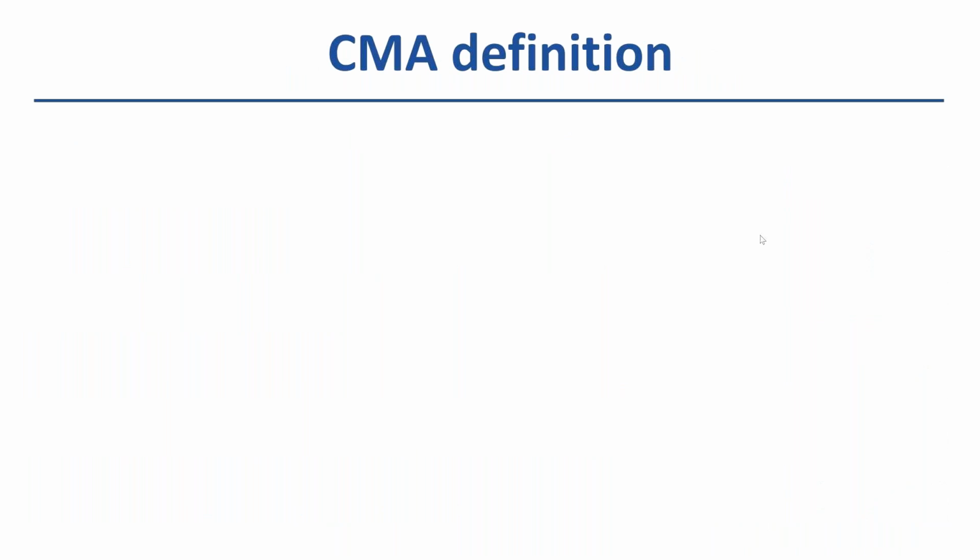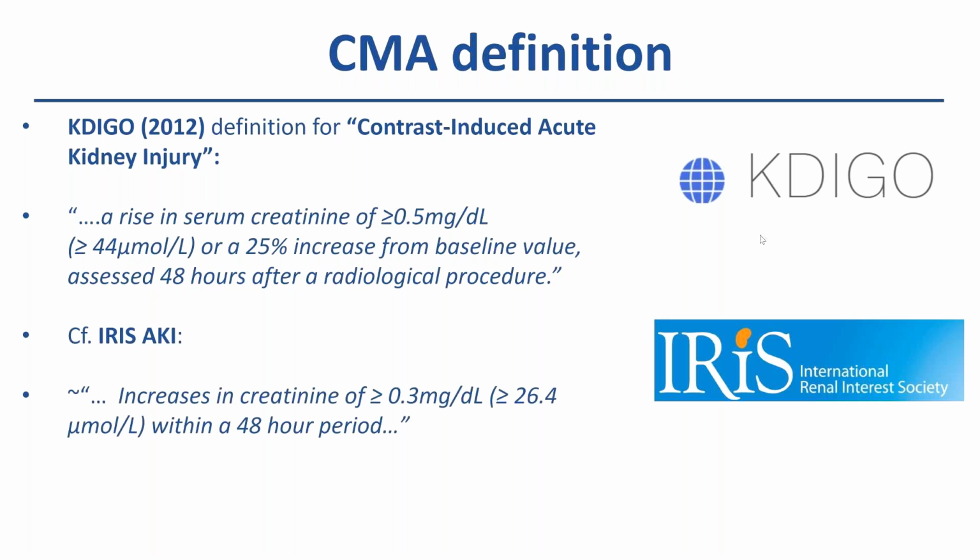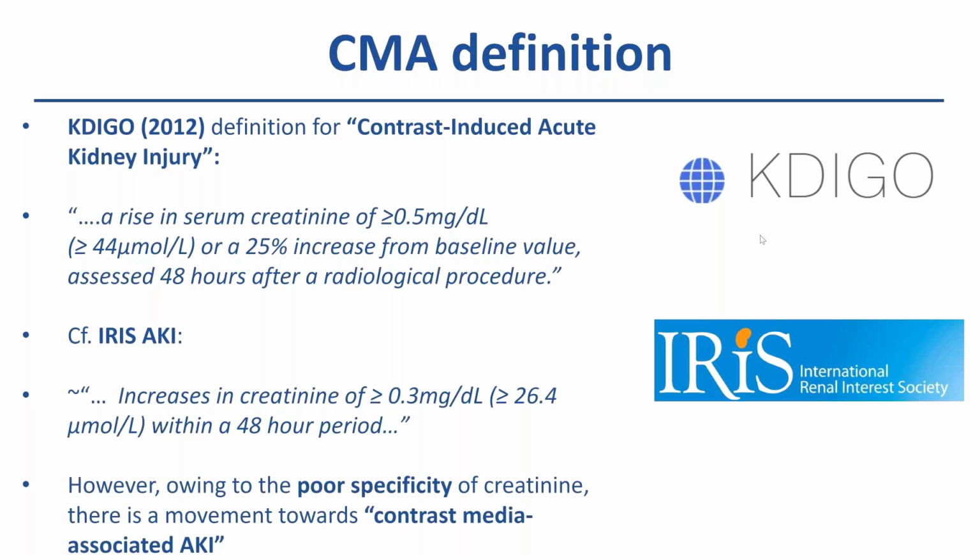So what's the definition of CMA? Well, back in 2012, PICO defined contrast-induced acute kidney injury as a rise in serum creatinine of 0.5 milligram per deciliter, or a 25% increase from baseline values assessed 48 hours after a radiological procedure. Just slightly contrast this to the ARIS AKI definition, paraphrased slightly, where we're just defining AKI as a 0.3 milligram per deciliter rise within a 48-hour period, plus the other parts of that as well. So there's a bit of a difference between the two.